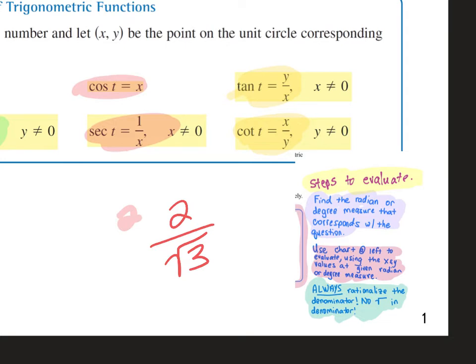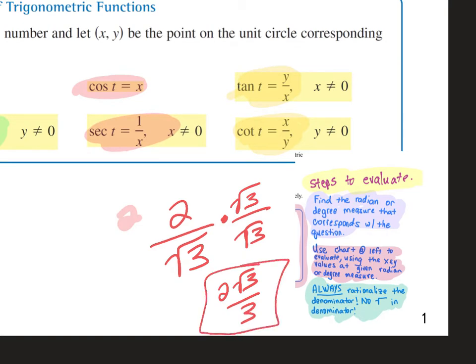Can't have a square root in the denominator, so you'd have to rationalize. We would multiply the top and the bottom by the square root of 3, and this would equal 2 root 3 over 3. This is how Mrs. Meadows wants it. Since WebAssign likes to be different, this is how WebAssign wants it.